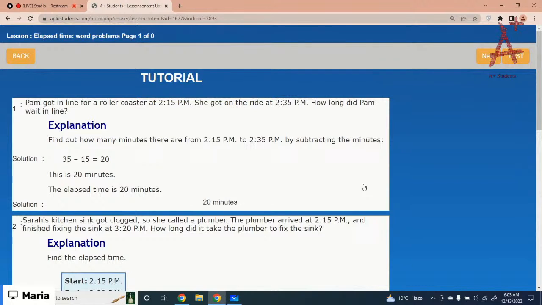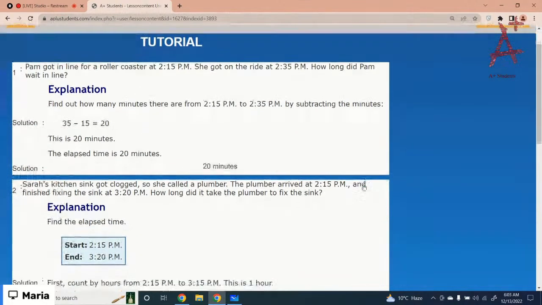Pam got in line for a roller coaster at 2:15 p.m. She got on the ride at 2:35 p.m. How long did Pam wait in the line? So basically, they have the same hours, 2, got it? That means she just waited for minutes, not hours. So just subtract the minutes, got it? 35 subtract 15 equals 20. So that means the time elapsed is 20. The time she waited is 20 minutes.